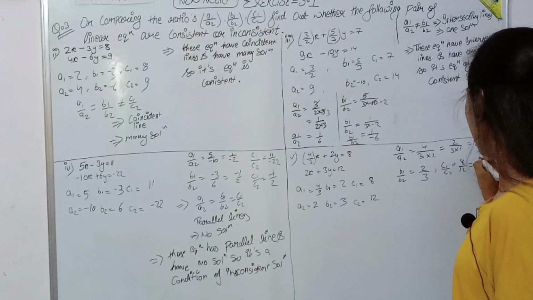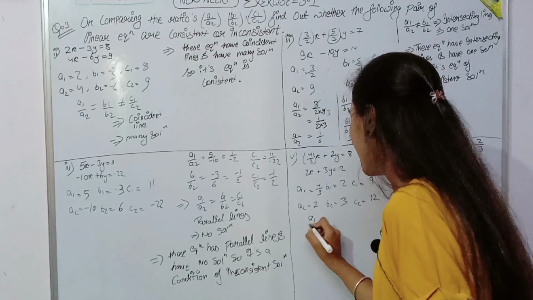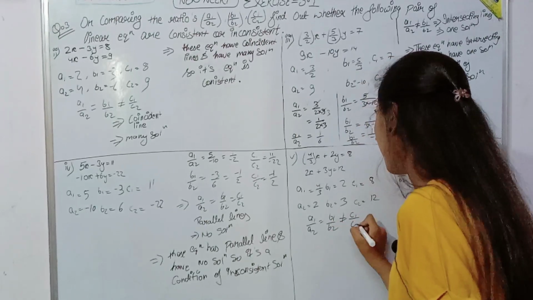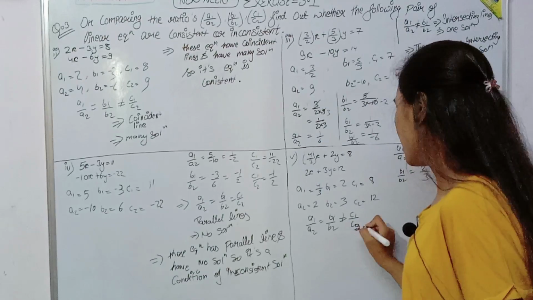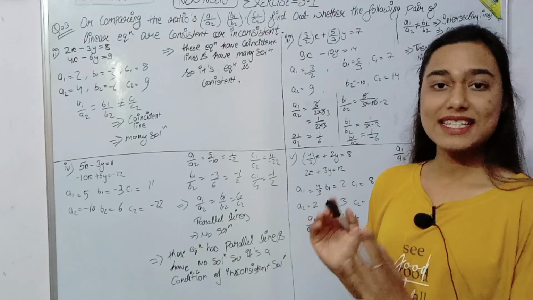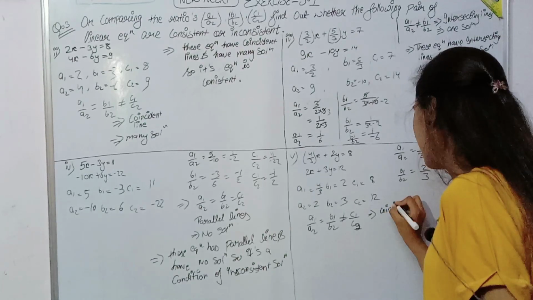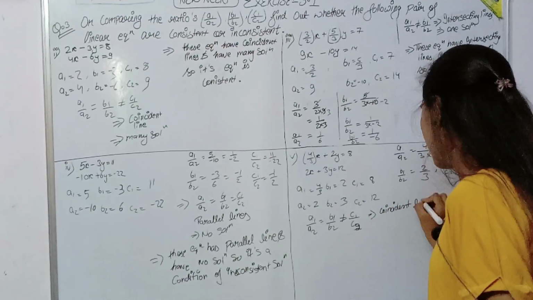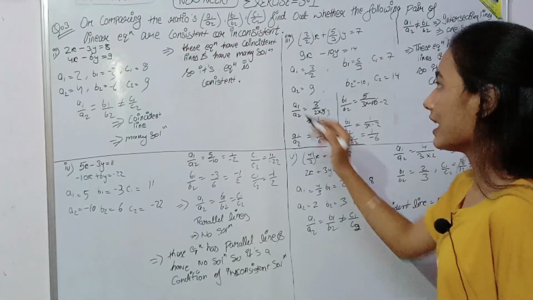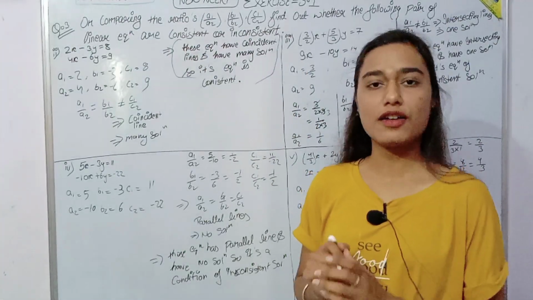That is 2 by 3. Okay, so it's a condition of a1 upon a2 equals b1 upon b2 equals c1 upon c2. It's a condition of coincident lines, in which many solutions occur. Coincident lines, many solutions occur. Okay, so we write the same in this part also. So you can take a screenshot, then we will come to the next question.